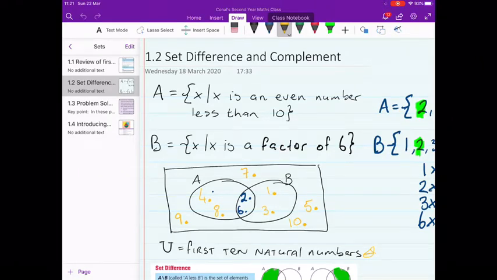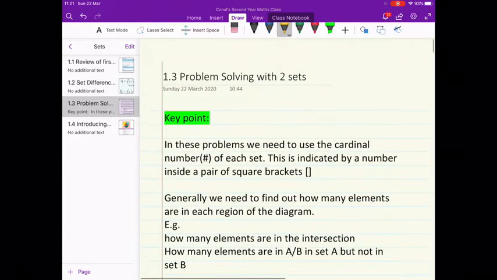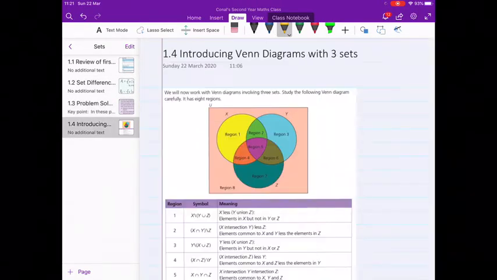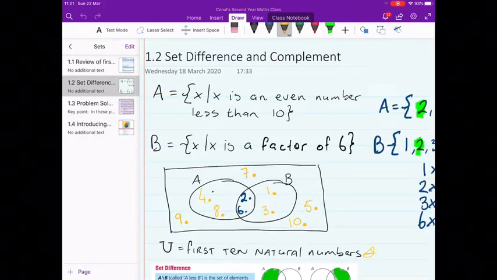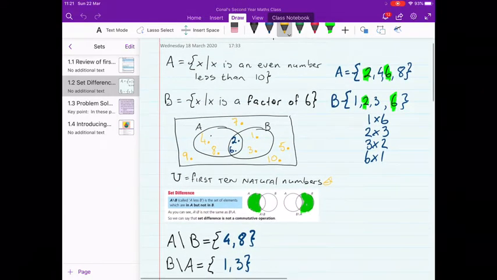In today's video, what we're going to be learning about is problem-solving questions with two sets, and we're also going to learn about introducing Venn diagrams, which have three sets. Firstly, to get us started, we're going to do a quick review of what we did the last day.